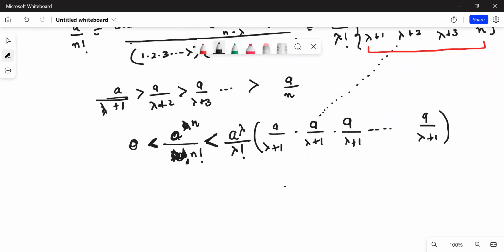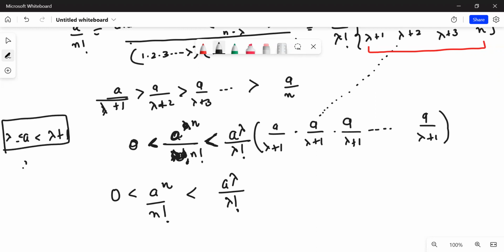Yes. And you would be thinking why I'm doing this. Let's say, just give me a minute. So this will resolve your doubt. So this will be less than a ki power lambda divided by lambda factorial. And why tactically did I choose this? Because a is between lambda and lambda plus 1, isn't it? So from this I can clearly say that a upon lambda plus 1 would be less than 1.